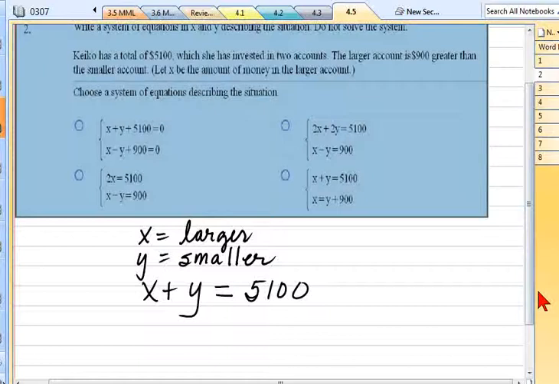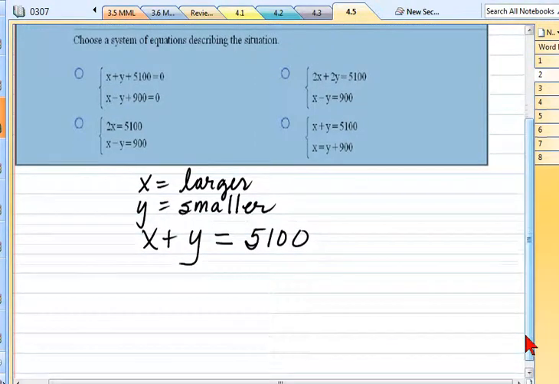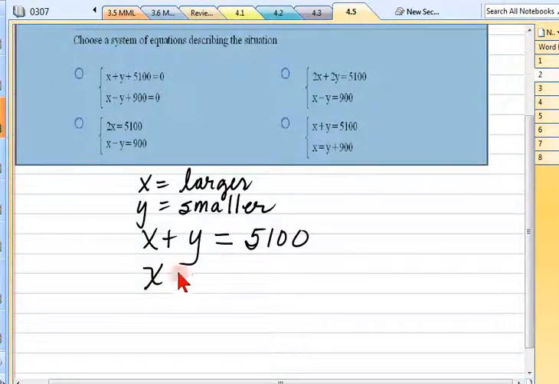It says the larger account is 900 greater than the smaller account. The larger is 900 greater than the smaller. If you read it, write it. The larger, what do I write down? X. The larger equals 900 more than, 900 plus the smaller. What do I write down for smaller?